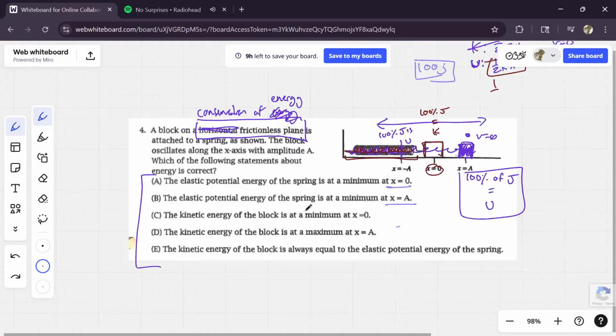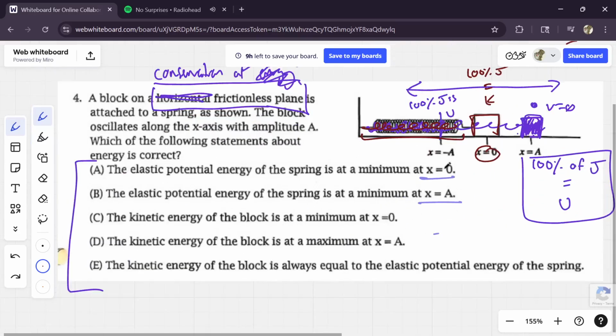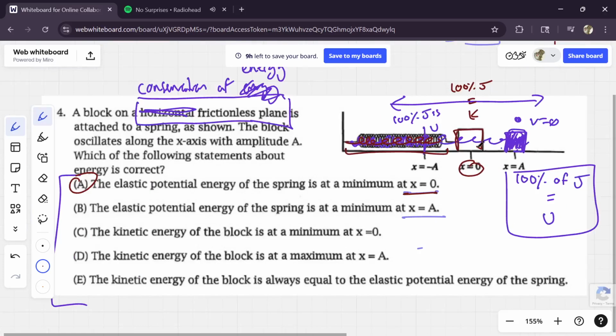Okay, so looking at our answer choices now, I'll just start with A. I mean, okay, I'll be honest. The answer is just A. Pretty flat out. If we just look at it, it tells you, right? The potential spring energy being at a minimum at x equals 0 makes sense, right? Because like we just stated, at x equals 0, the spring is not experiencing any displacement, which means we plug in 0 into the formula, which means there's no elastic potential energy.